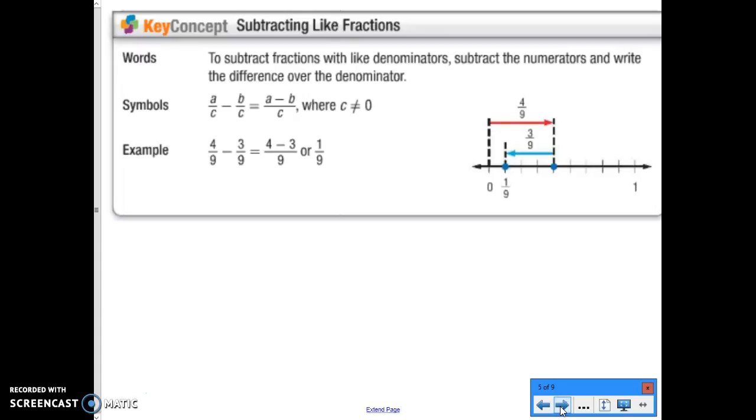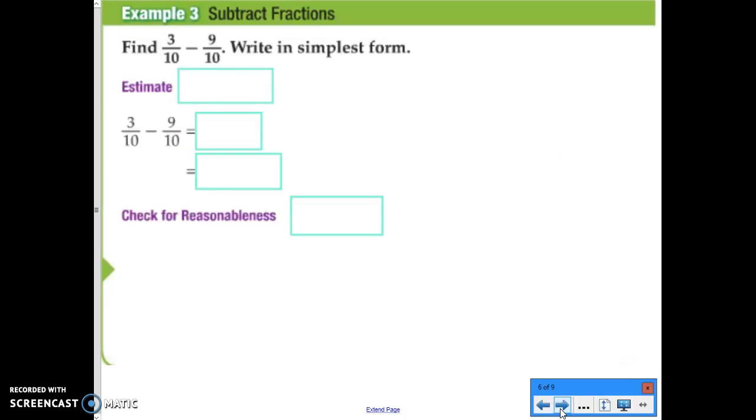All right, so to subtract like fractions with like denominators, all you do is subtract the numerators and then write that difference over the denominator. So here again in the example, you have 4/9 minus 3/9. Well, 4 minus 3 gives you 1, and 1/9 all over that common denominator is your answer, and it cannot be reduced any further. So taking a look at the first example here, you have 3/10 minus 9/10.